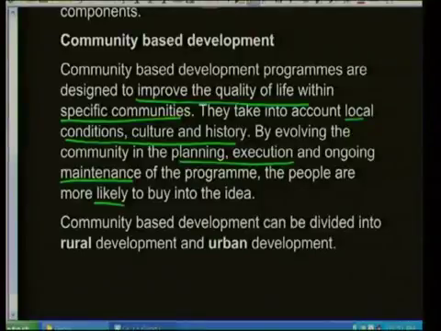So what this community-based program is trying to say is that when we need development to take place, we need to get the community's buy-in so that the development would be sustainable and the people themselves actually become responsible for looking after the development. Community-based development can be divided into rural development as well as urban development. There are different needs for rural populations, and urban populations have their own set of different needs.